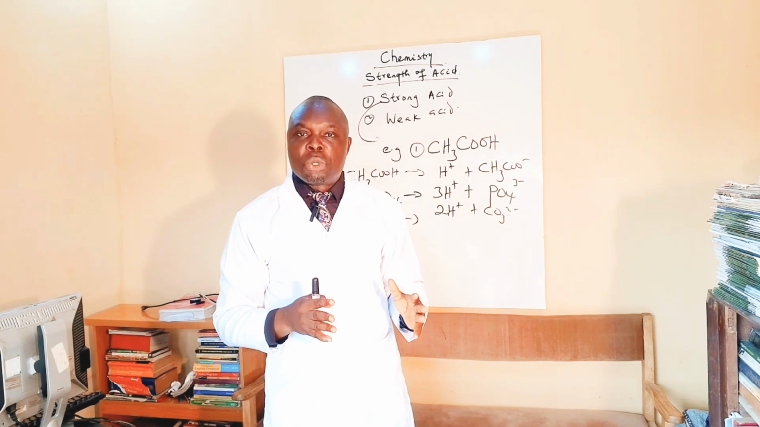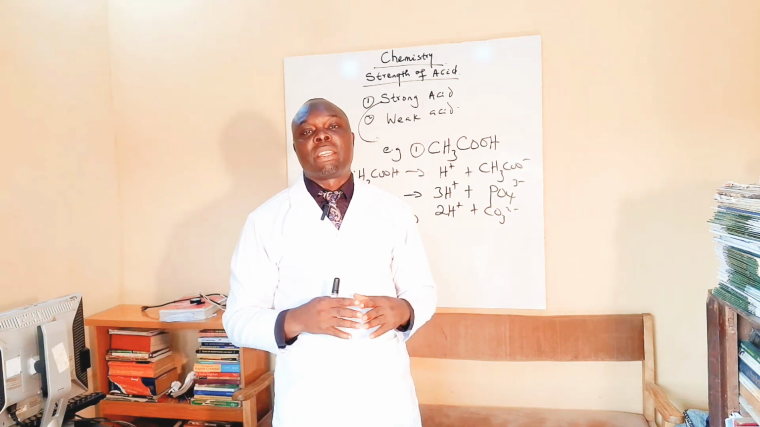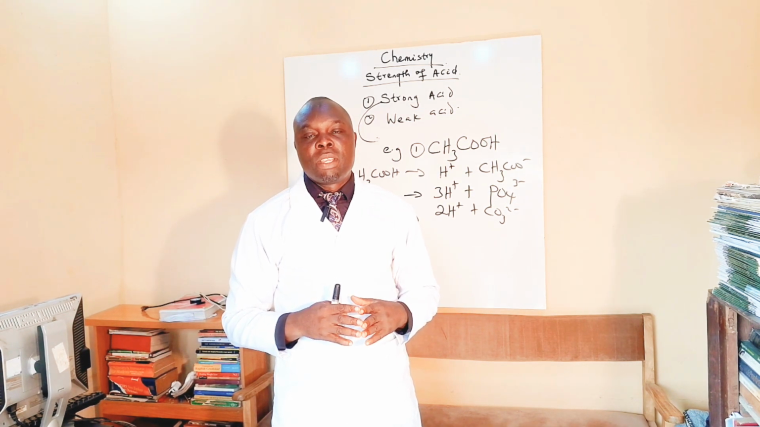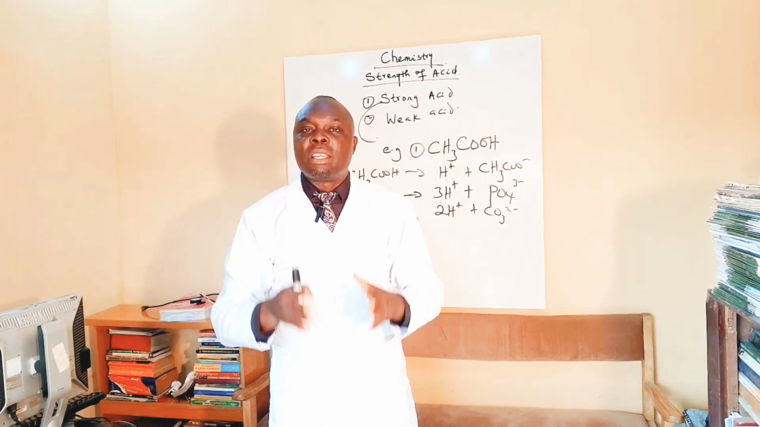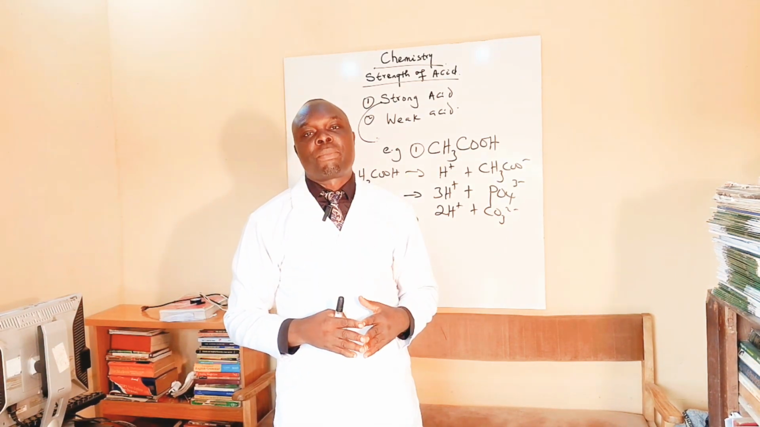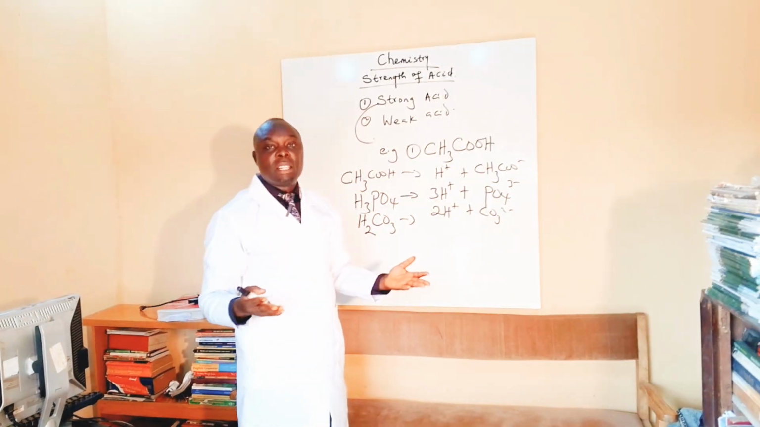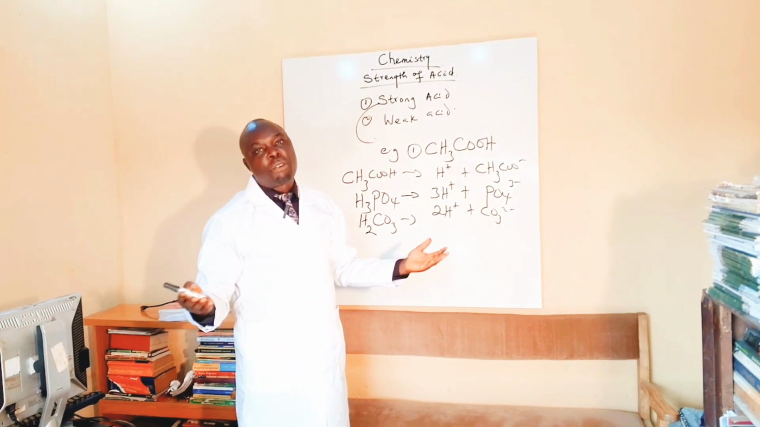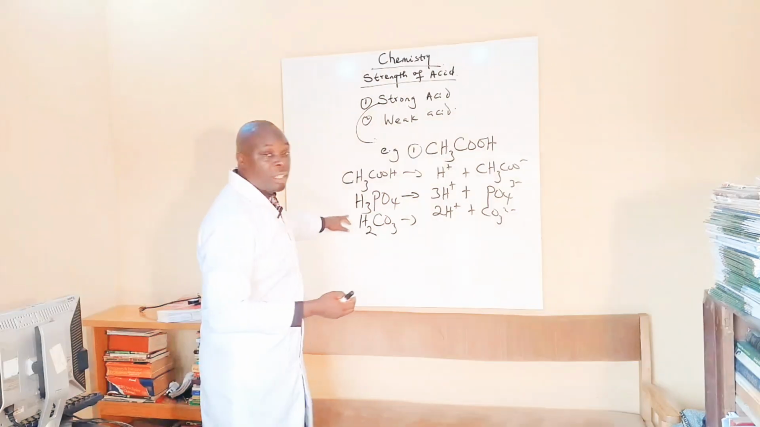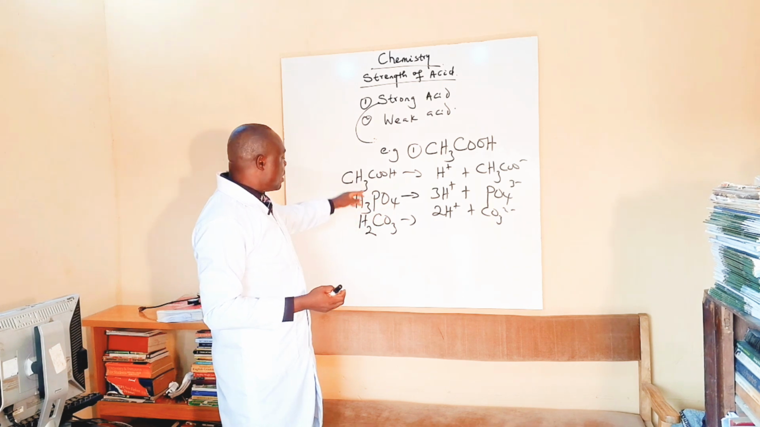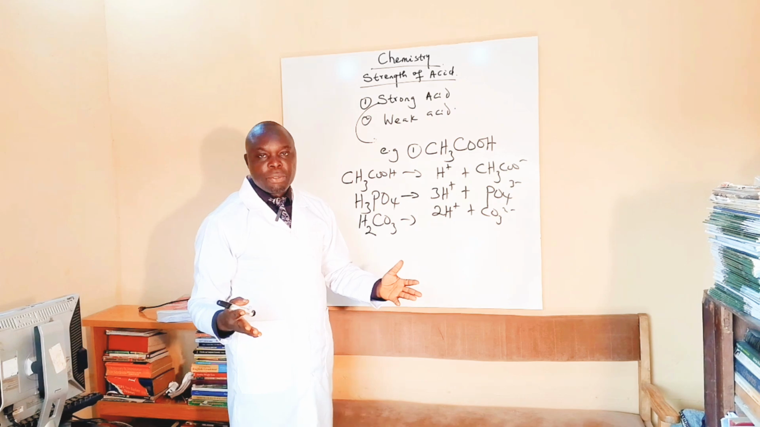The strong acids are those that ionize completely when they are in water. Weak acids are those acids that do not ionize completely when they are in water. Examples of the strong acids are HCl, HNO3, and H2SO4. For the weak acids, we have examples: ethanoic acid, hydrogen tetraoxophosphate, hydrogen trioxocarbonate. These are weak acids.